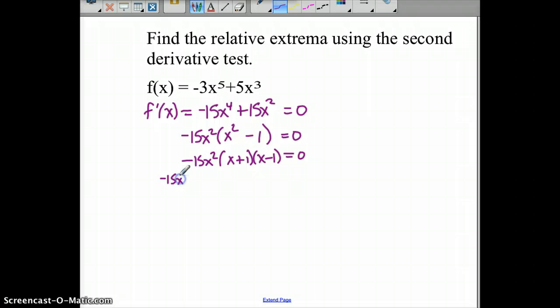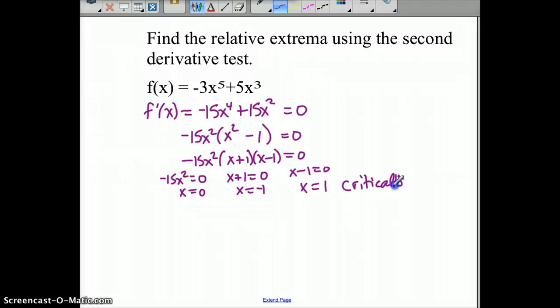So set each factor equal to 0. Negative 15x squared equals 0, x plus 1 equals 0, and x minus 1 equals 0. So x equals, divide by negative 15, take the square root, we get 0 for one of our critical numbers. Subtract 1, so another critical number is negative 1, and add 1. So we have 3 critical numbers, 3 places where our first derivative equals 0. Now we're going to plug those critical numbers into the second derivative. So we need our second derivative.